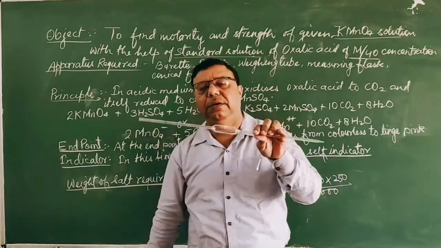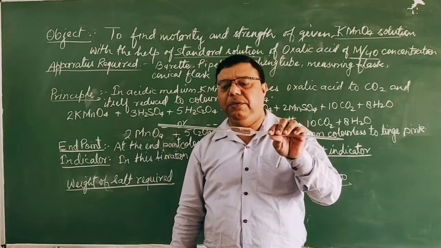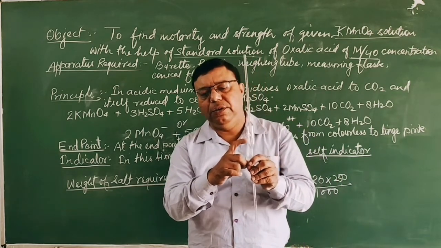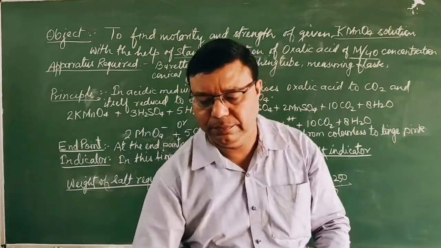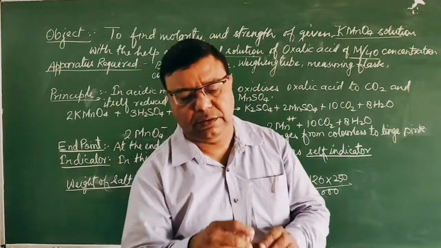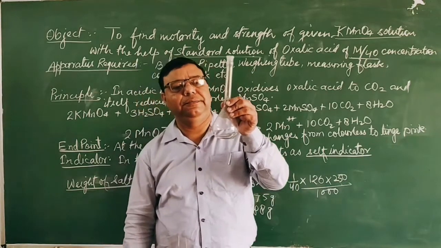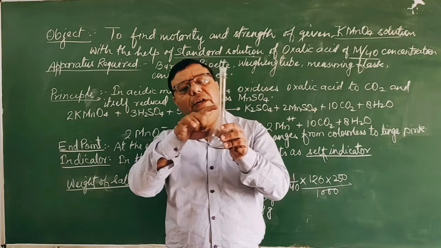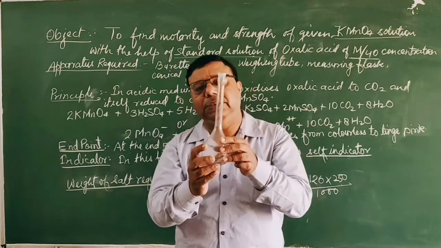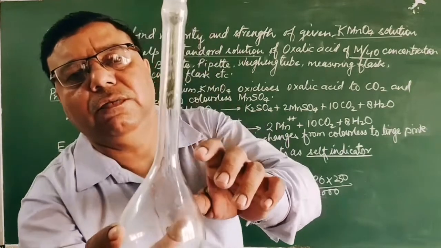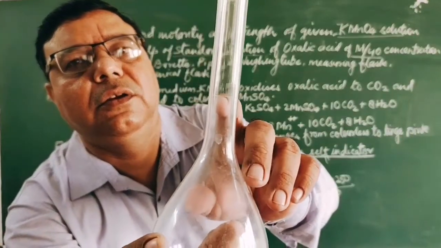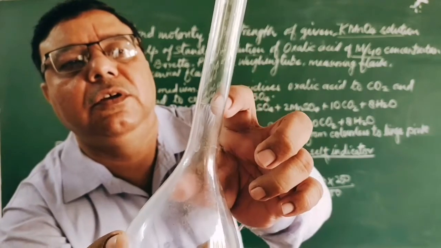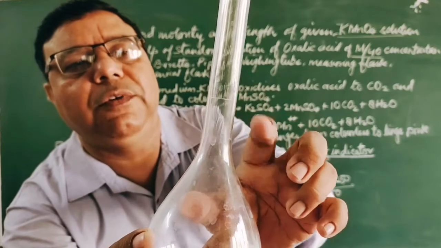This is a pipette. The volume of this pipette is 25 ml. This is a measuring flask. The volume of this measuring flask is 250 ml. Here is the sign of 250 ml. I am just trying to show you if it is visible. This is the sign, a circle is formed. This circle is the measurement of 250 ml.